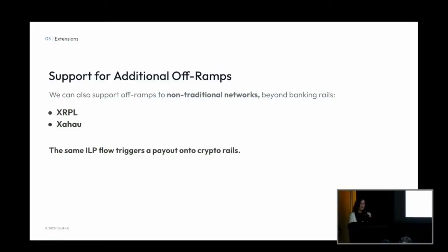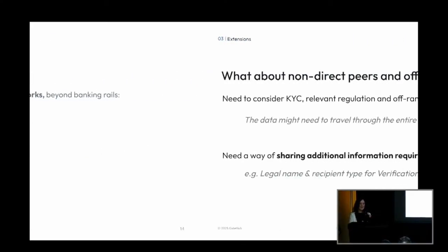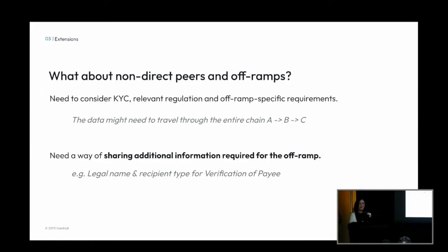Of course, we can't conclude a proof of concept pilot demo without addressing some open questions, right? So how would we address the problem of non-direct peers and off-ramping in that case? There are two main things we would need to solve here. We would need to consider KYC, relevant regulation, and off-ramp specific data traveling through the entire chain. So it's not enough to just send from A to B or from B to C, but it would have to travel transitively through the entire chain.